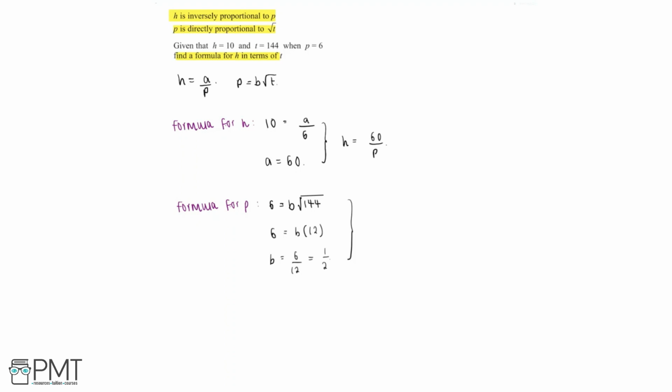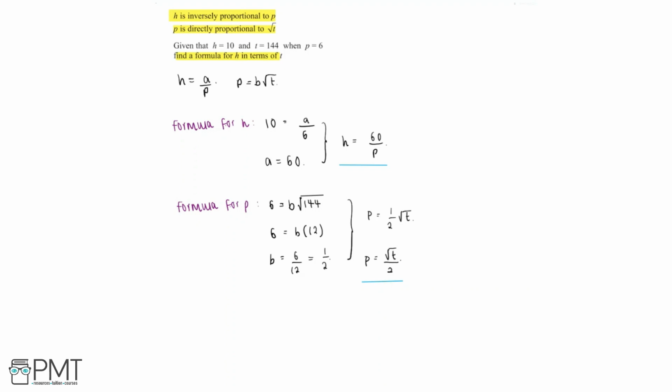And so given that p is equal to b root t, and we now know that b is equal to 1 over 2, we can say that p is equal to 1 over 2 multiplied by root t. Writing this in a slightly different way, p is equal to root t over 2. And so we found that h is equal to 60 over p, and p is equal to root t over 2. We're asked to find the formula for h in terms of t.